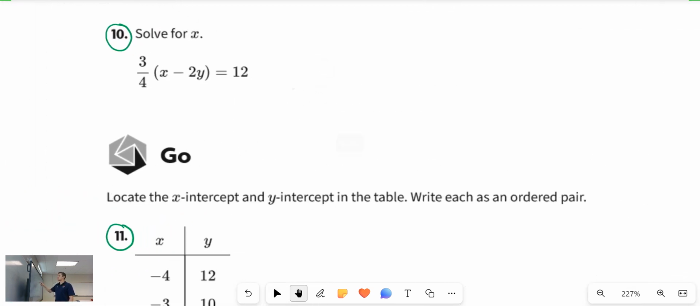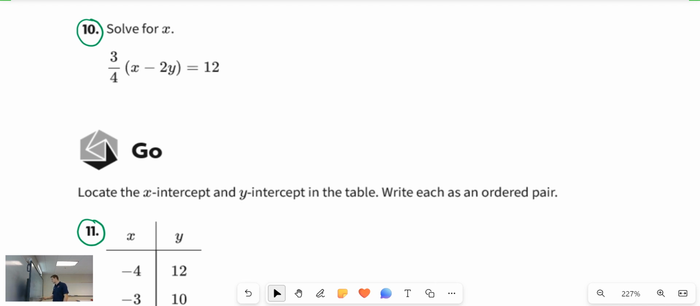Here we go. Solving for x again. Looks like the same numbers. So we can do this easily to start off, but since we do have this y here, we know that our answer is going to be, we'll make a little note, we're looking for x equals something that has a y in it.